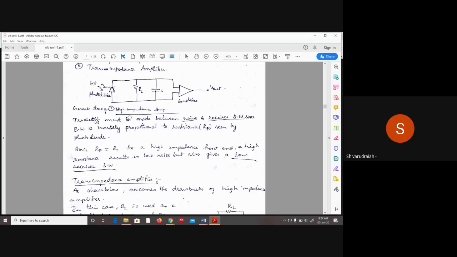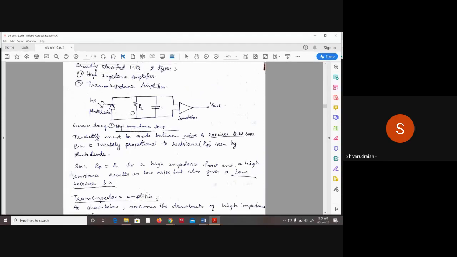So in a high impedance amplifier, a load resistance is connected in parallel so that the photodetector noise is suppressed. The photodetector is going to offer its own resistance called RP, and we have RP in parallel with load resistance RL. So because we have connected a load resistance, the photodetector noise is suppressed to a certain extent. But this high impedance amplifier offers low noise, while the bandwidth is also reduced.